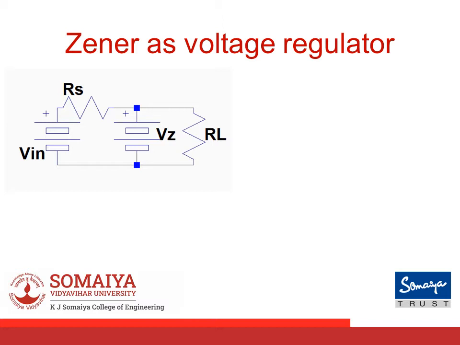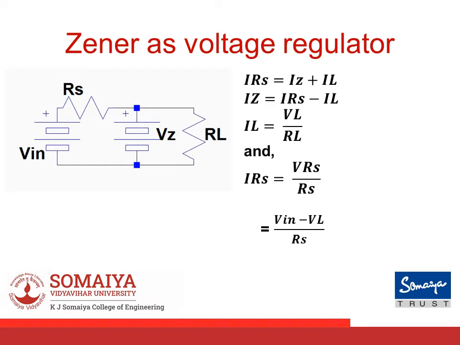Now, let's start off with finding out various parameters of the circuit. Let's start with the current IRS. The current flowing through the series resistance RS can be found as the addition of the current flowing through the Zener plus the current flowing through the load resistance. The current flowing through the Zener can be found as the difference between the current flowing through the series resistance and the load resistance.